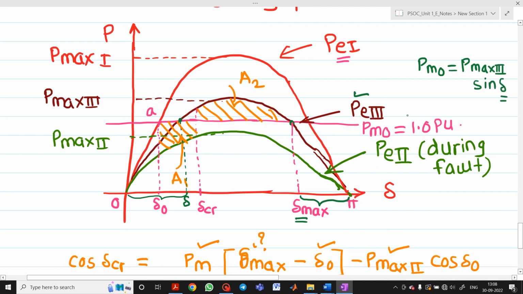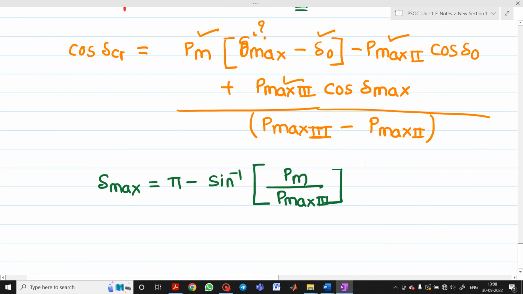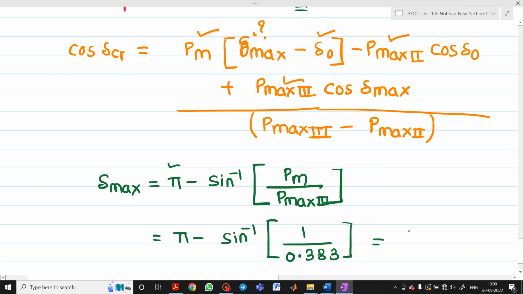So how to find out this delta? Delta will be equal to sine inverse of Pm0 upon Pmax3. So you will get this answer, Pm0, or you can say Pm also, anyway. So if you subtract this value from the pi, then you will get the answer for delta max. So put all the values. You know what is Pm? So I'll write it here: pi minus, again it should be in radian, sine inverse of Pm is 1, Pmax3 we determined, it was 0.383. So if you solve this, you will get this answer as 2.1565.